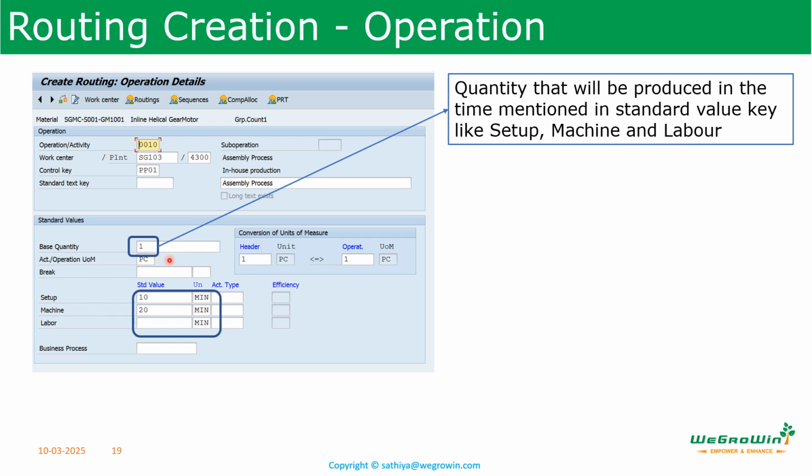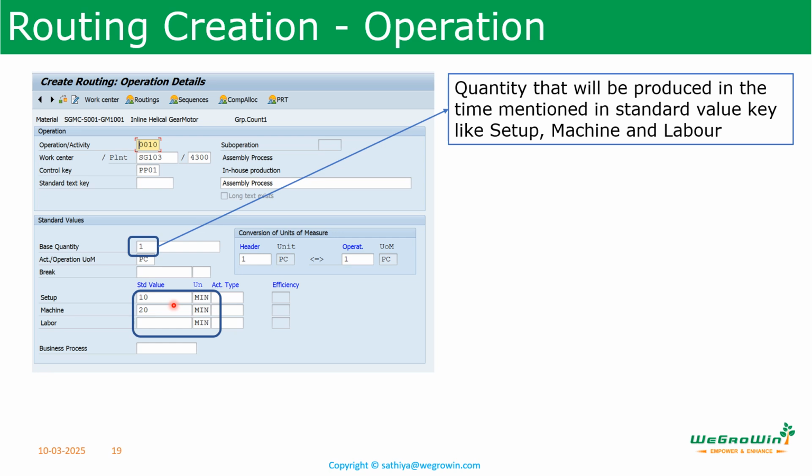Here to produce one number, setup time is 10 minutes, machine time is 20 minutes. See, for base quantity, if you put 10 and put setup 10 also, that setup time is not going to change based on the quantity. That will remain the same. You produce 10 or 100, setup time will remain 10 minutes only, right? Setup time means what? After producing 100 products or 200 products, I have to change over. That is only setup time. So it is going to remain the same.